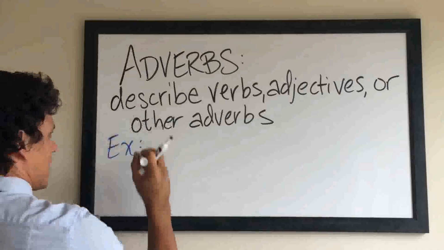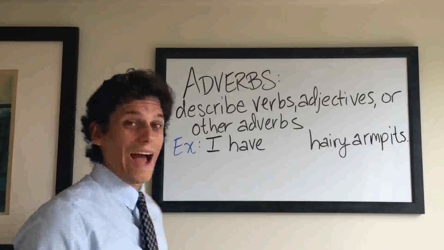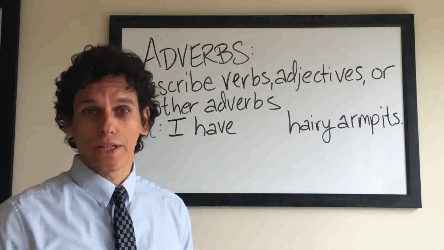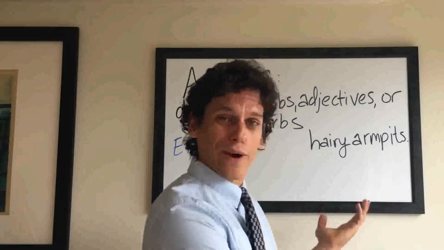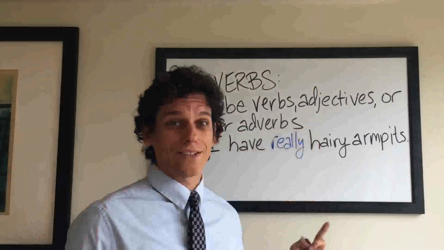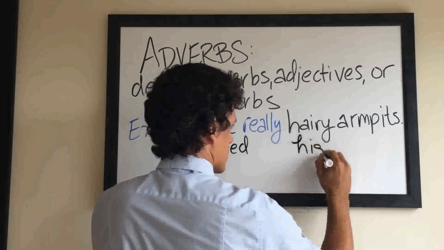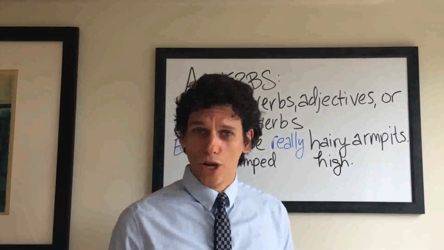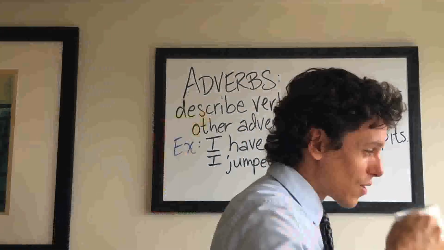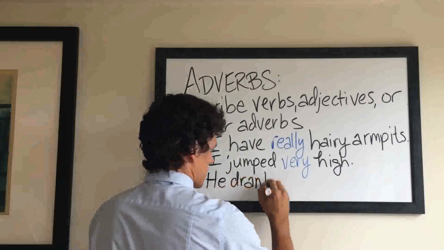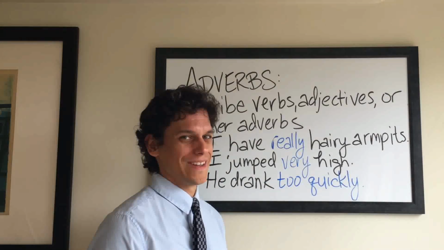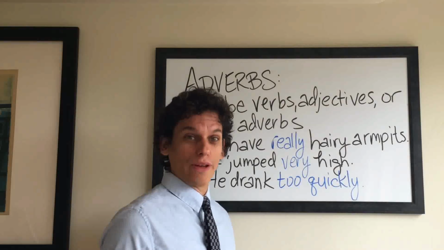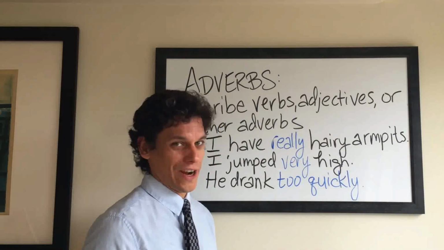So here we go. I have hairy armpits. I actually do, that's true. Hairy is our adjective. So if we now describe hairy, how hairy are they, Andres? Very hairy. That's our adverb. I jumped high. How high did you jump, Andres? Very high. How did he drink? Quickly. Adverb. Too quickly. Sorry, buddy. Adverb. Because it's describing how quickly he drank.